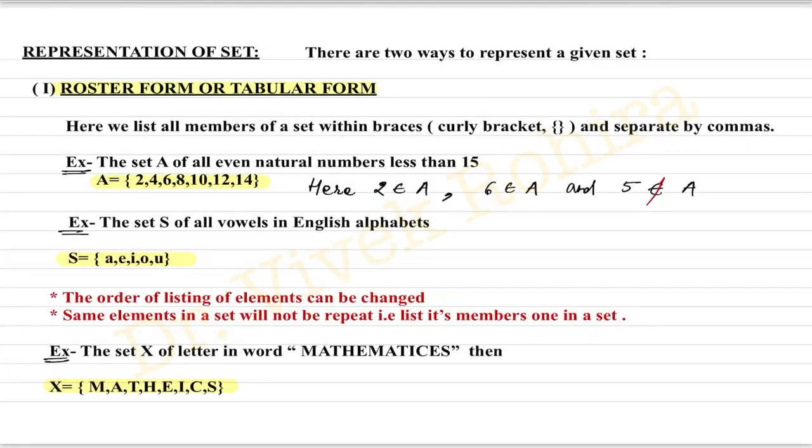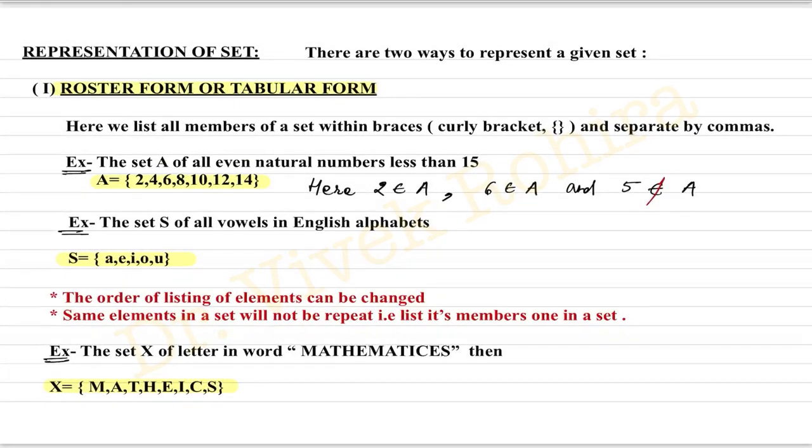Example, the set of all even natural numbers less than 15 can be written as capital A equals {2, 4, 6, 8, 10, 12, 14}. So this is the roster form. Here 2 belongs to A, 6 belongs to A, but 5 is not a member of this set, so 5 does not belong to A. Next example, the set capital S of all vowels in the English alphabet is denoted as S equals {a, e, i, o, u}, which are separated by commas and enclosed in curly braces.